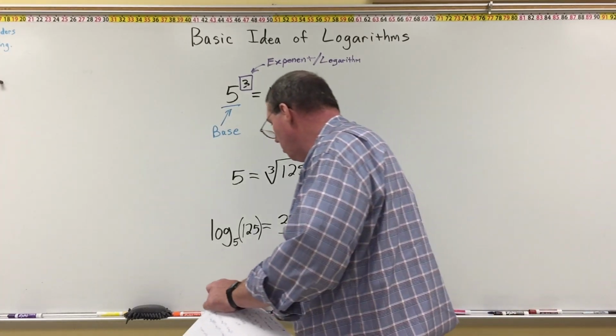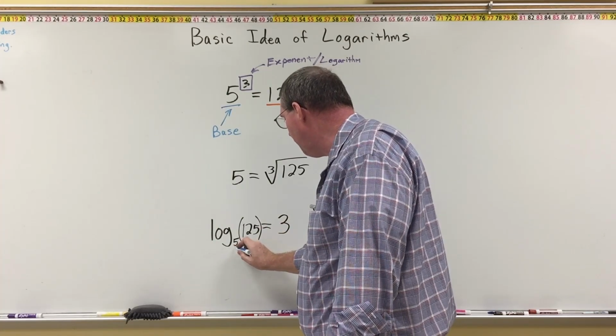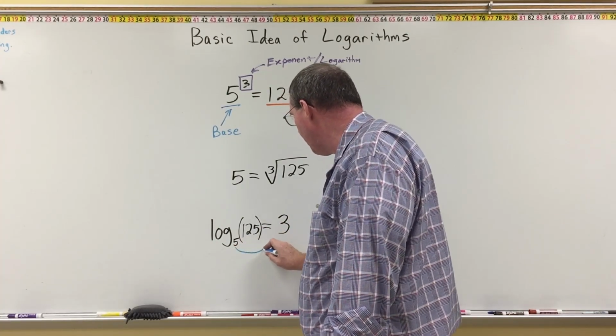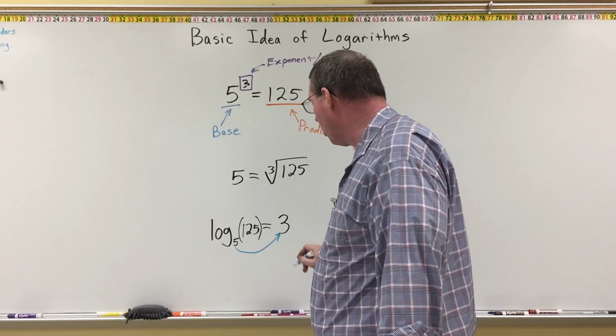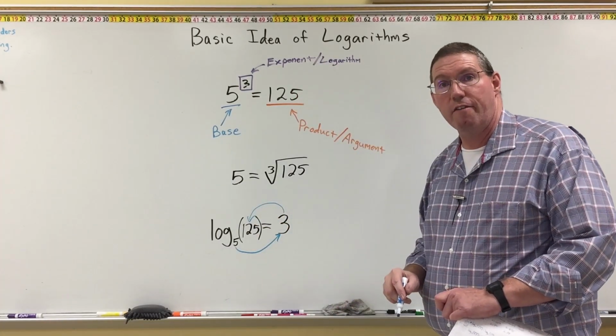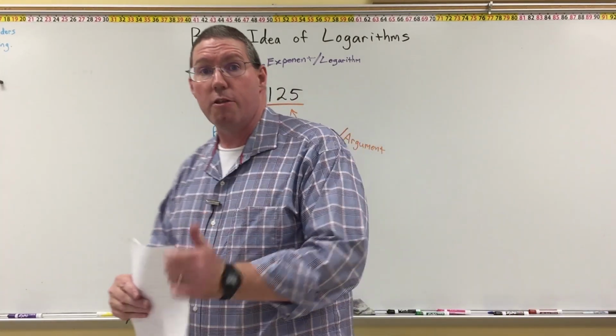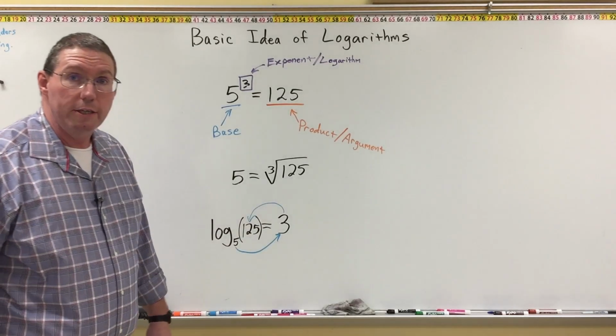And so what we'll see here is this. The way I often see it in my mind is I take the 5 and I say 5 to some power is equal to 125. And that's what a logarithm is. I promise you, it is no more complicated than what I just explained.